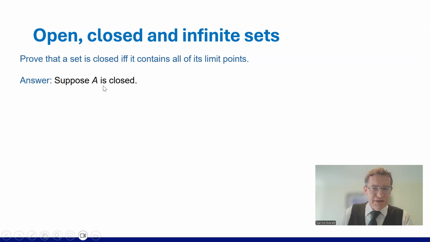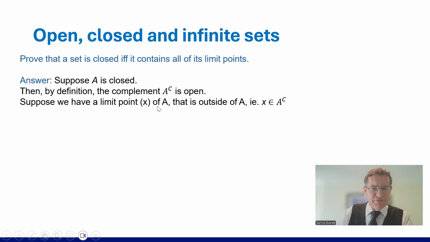So suppose A is closed. Then by definition, the complement A^C is open. Suppose we have a limit point x of A that is outside of A. So here's our supposition for contradiction. We're going to have a limit point x of A that's outside of A, i.e. x exists in A complement.